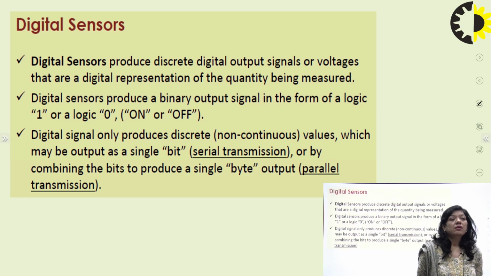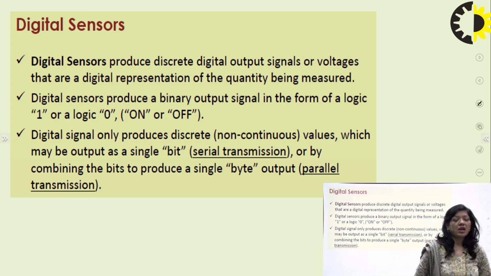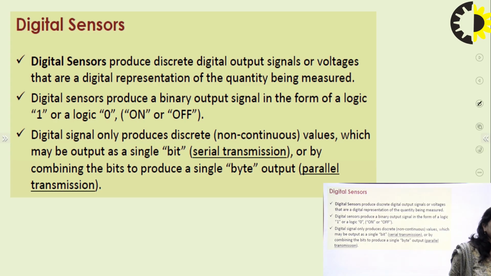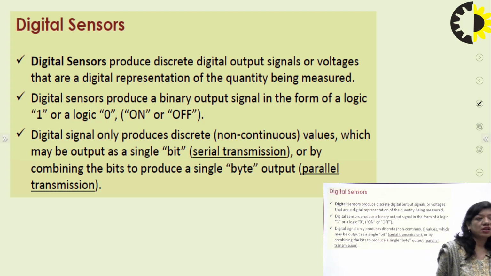Digital sensors produce a discrete digital output signal or voltage that is a digital representation of the quantity being measured. Digital sensors produce a binary output signal in the form of logic 1 or 0, that means on or off. So a digital signal produces discrete, non-continuous values which may be output as a single bit, serial transmission, or by combining the bits to produce a single byte output, parallel transmission.